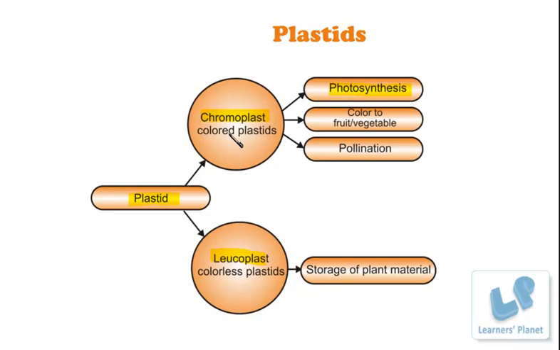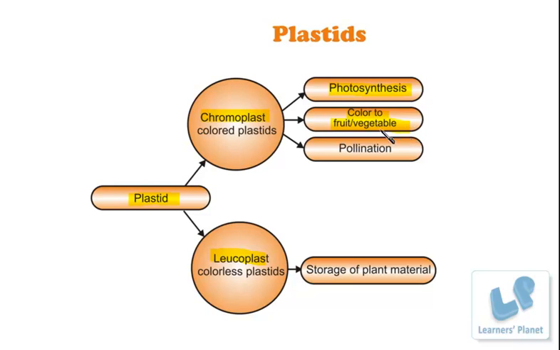Now other types of chromoplasts, which have different colored pigments, are meant for imparting color to the particular part of the plant, like the color of the fruits, the color of the vegetables, or the color of the flowers, and so on, right?